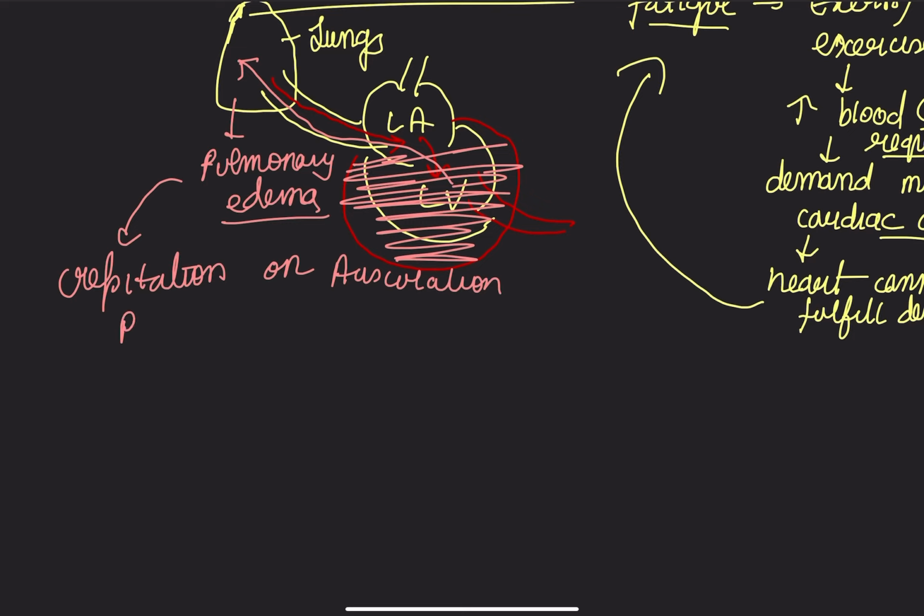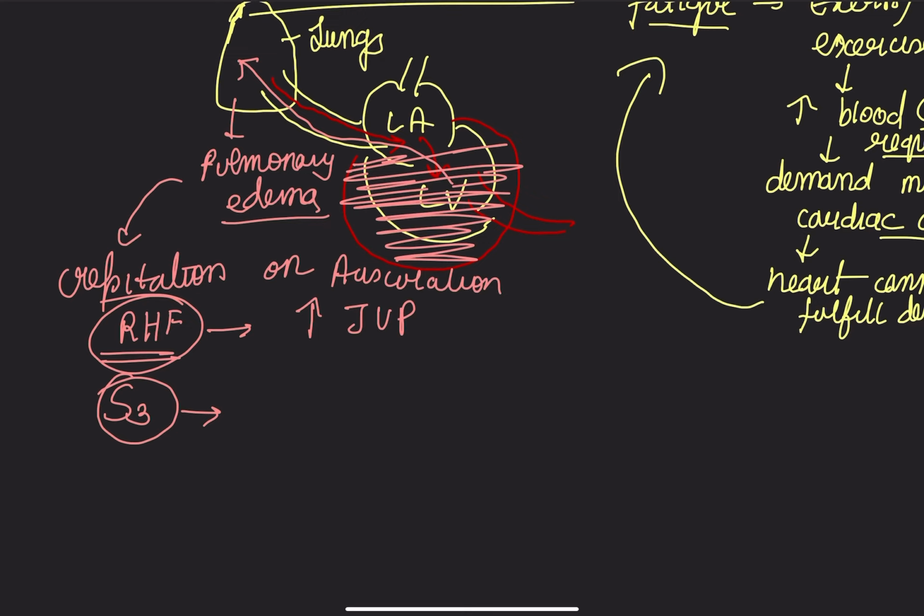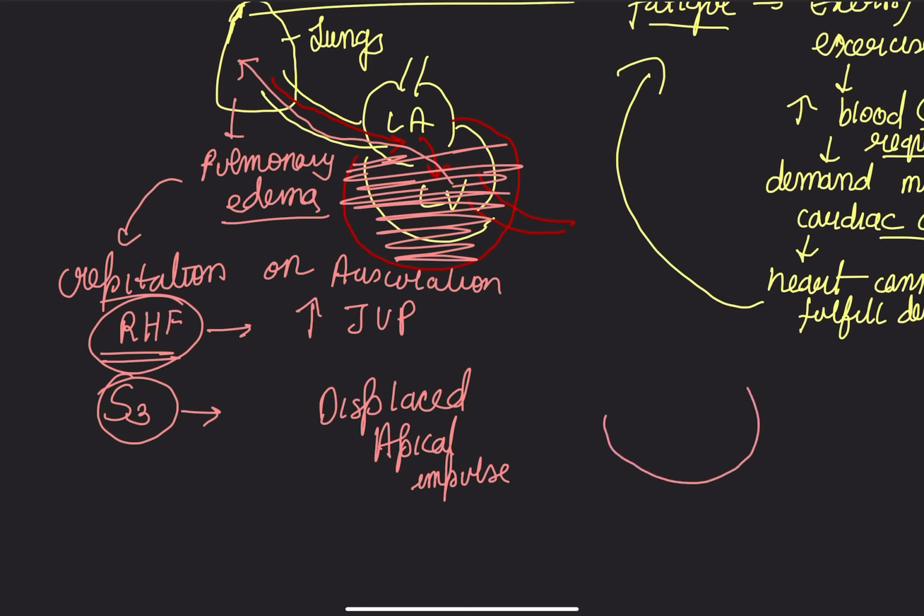Also, because of right heart failure, because you know that the most common cause of right heart failure is left heart failure. So in right heart failure, there will be raised JVP because of backflow of blood into the jugular veins. Then we also see S3 heart sound, and we also have a displaced apical impulse. So because there's dilatation, what will happen? It will be displaced, mid-clavicular line, laterally and below.